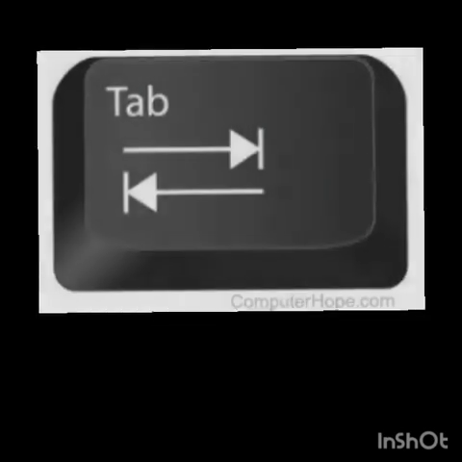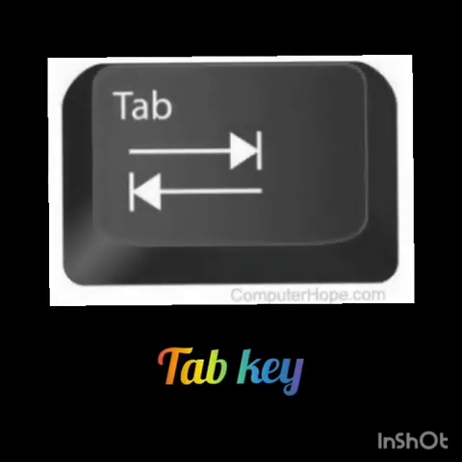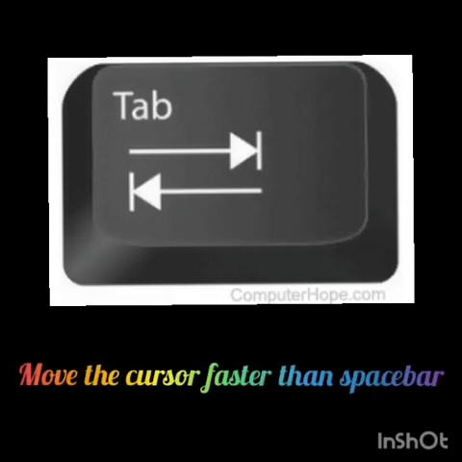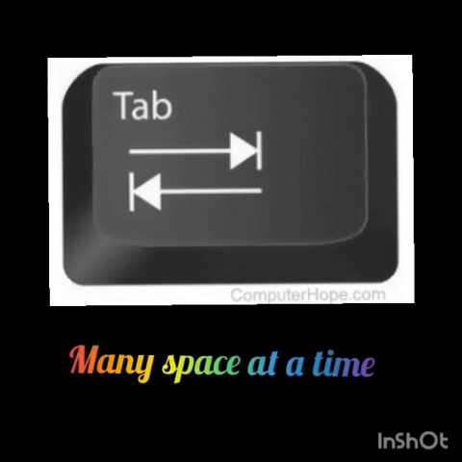Sixth is a tab key. This is a tab key. The function of the tab key is to move the cursor faster than the spacebar. It helps the cursor to move many spaces at a time.